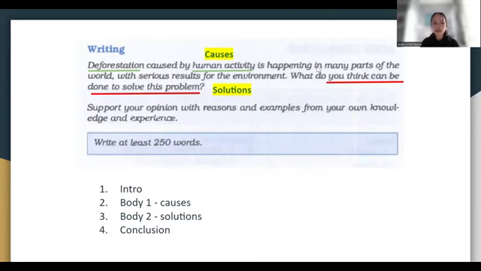And solution, as you said, either we can recycle it or we can start using electronic versions like ebooks, or we can use electronic documents instead of printing. We can just save it on a computer or electronic devices. Okay, Sivara, what about you?